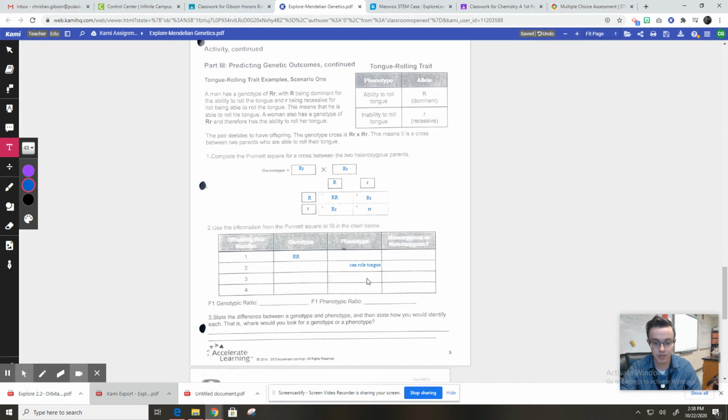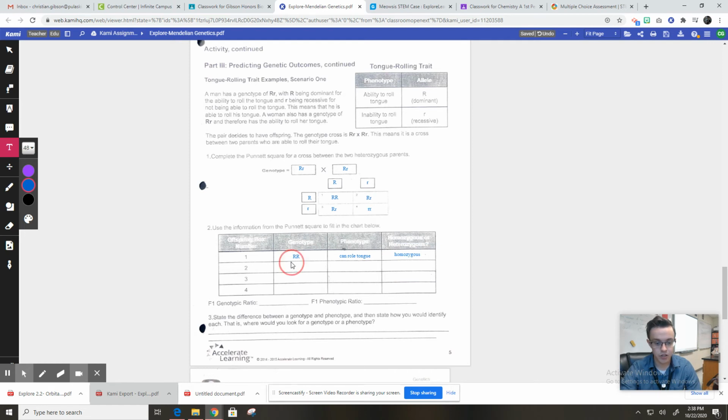And phenotype is the trait. The genotype is the letters. It's the alleles that they have. Phenotype is the trait. Are they homozygous or heterozygous? Remember, homo, the prefix means same. Hetero means different. So they have two the same letters, two capital letters, so they are homozygous. And they're actually homozygous dominant. Okay. There we go. All right, offspring 2.